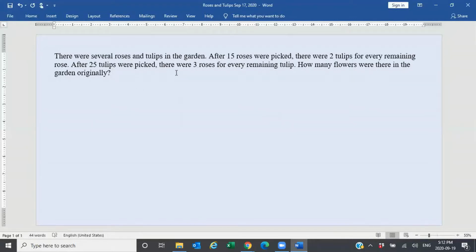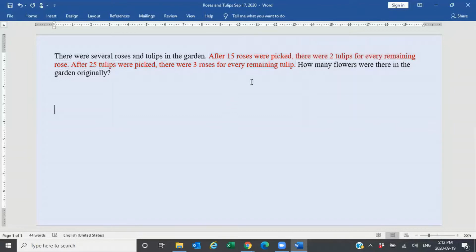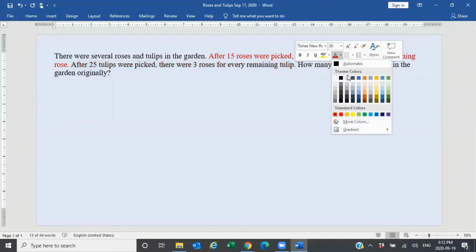Okay, to do this problem, I'm going to highlight all the important things. We don't need "there are several roses and several tulips." Just highlight the first sentence red. I'll make it a dark red color so we can see the text easier. Second sentence will be blue. Oh, I accidentally highlighted the second sentence and also made that red. It's so small. I'll make it blue. A dark blue should work.